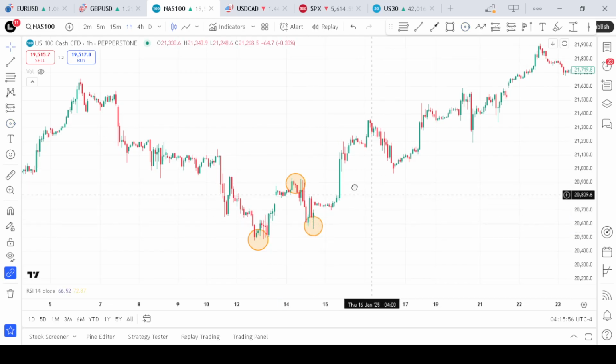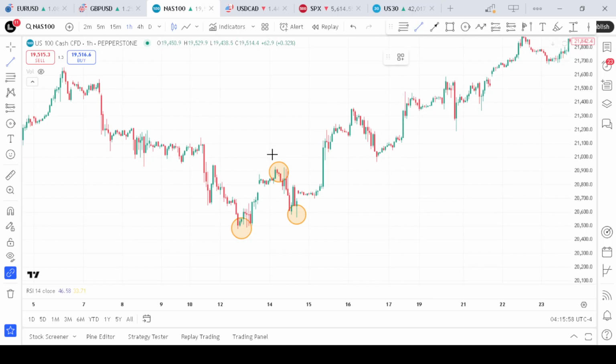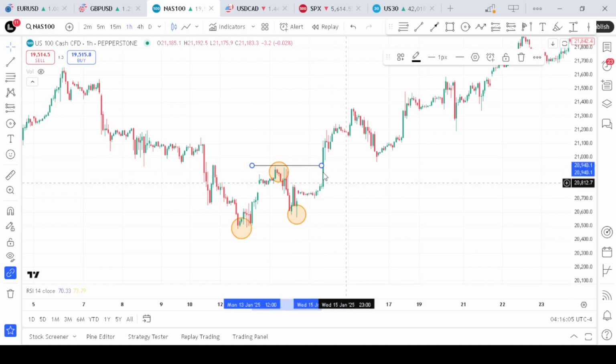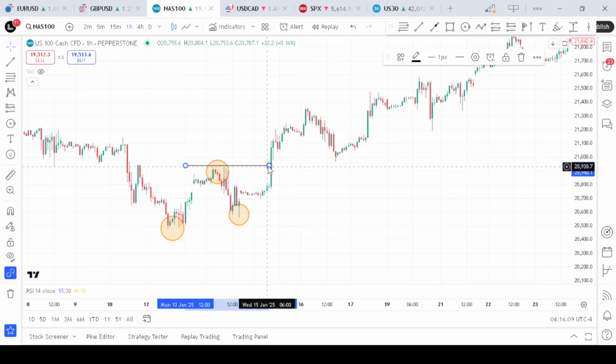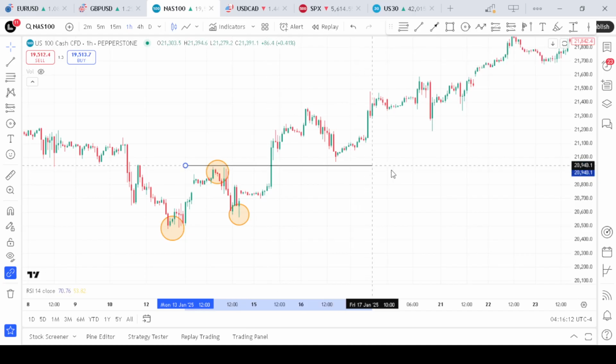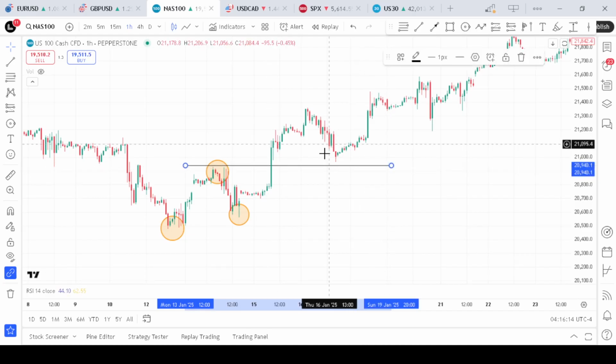Remember, we have to wait for price to break structure above the point 2 region. Once we see price break above the point 2 region, this is where the magic happens. We have to wait for price to fall back to the point 2 region and come back to retest that area.